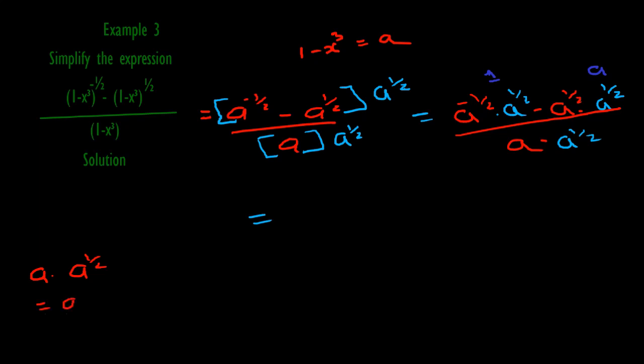In the denominator, we have a times a raised to power half. So 1 plus a half gives a raised to power 3 over 2. A raised to power 3 over 2 can be written as a to power 3, all raised to power half. Third law of indices, the power inside the bracket multiplies with the power outside.